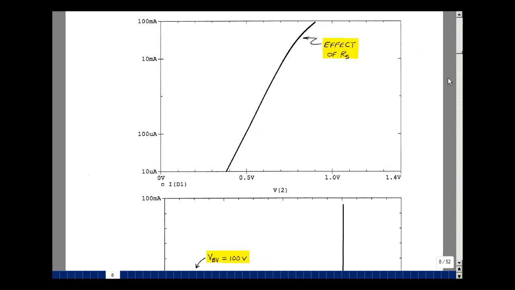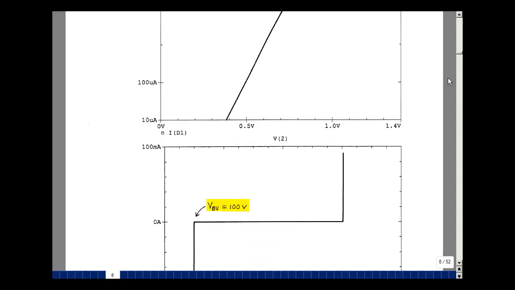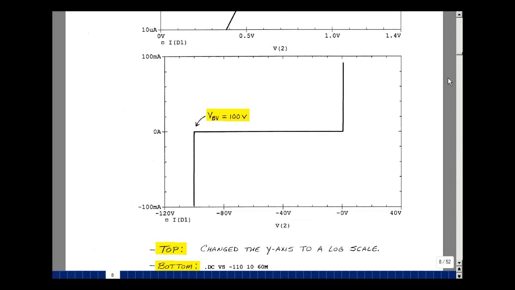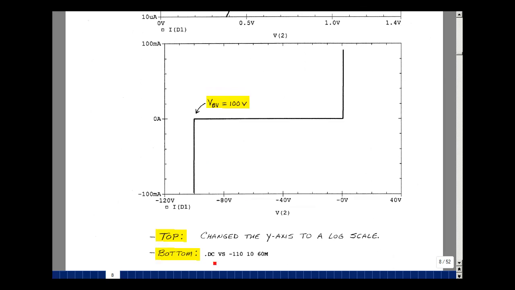I also ran the program again, but now sweeping the third quadrant and a little bit of the first quadrant. This was running the case over here with .DC from minus 110 to 10 with 60 millivolts per step. That's about 2,000 data points. And you can see here that the breakdown voltage is around minus 100 volts, and of course we specified that in the model.